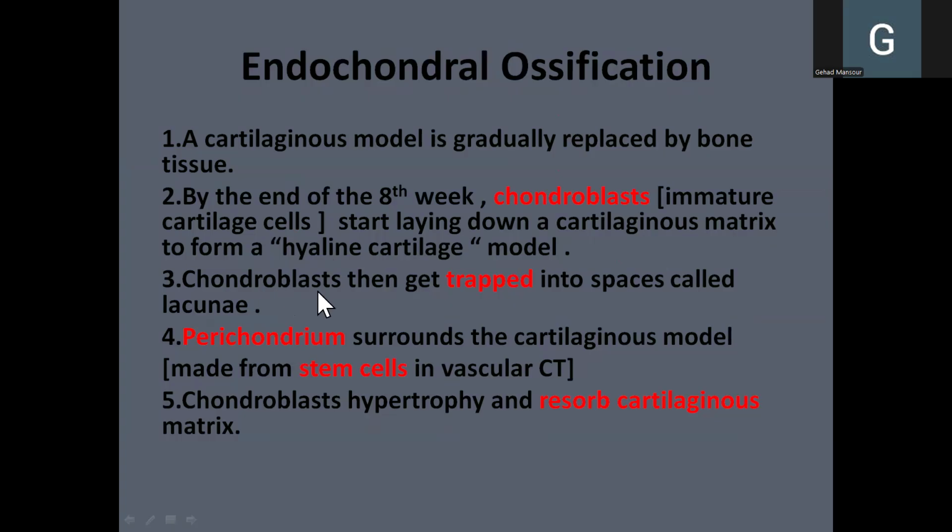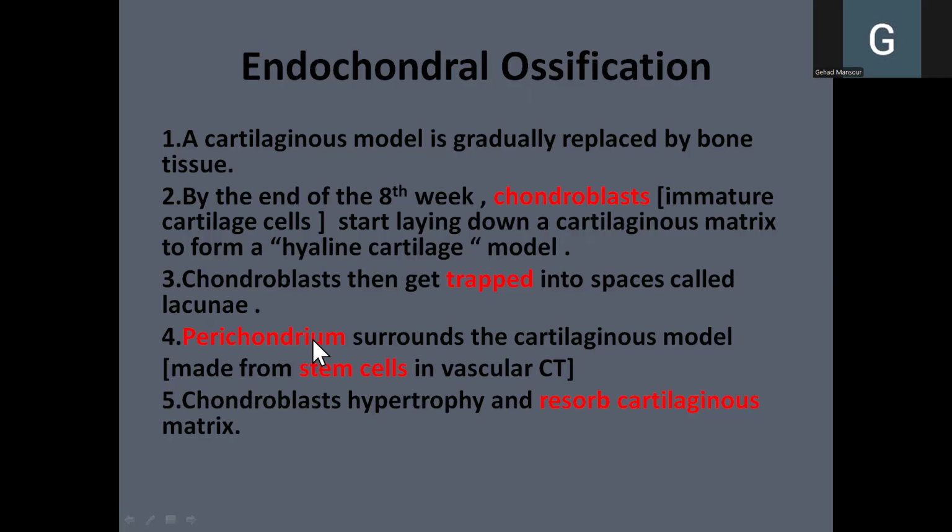And then the chondroblasts, after having laid the cartilaginous rubbery matrix, get trapped inside spaces, inside pockets called the lacunae. I forgot to tell you that meanwhile, this cartilaginous model is surrounded by what we call the perichondrium. It's fibrous tissue, so tough fibrous tissue. We always start by fibrous tissue, and then the fibrous tissue gets cartilaginous, and then the cartilaginous tissue becomes ossified. But the perichondrium stays fibrous. It does not undergo any further development.